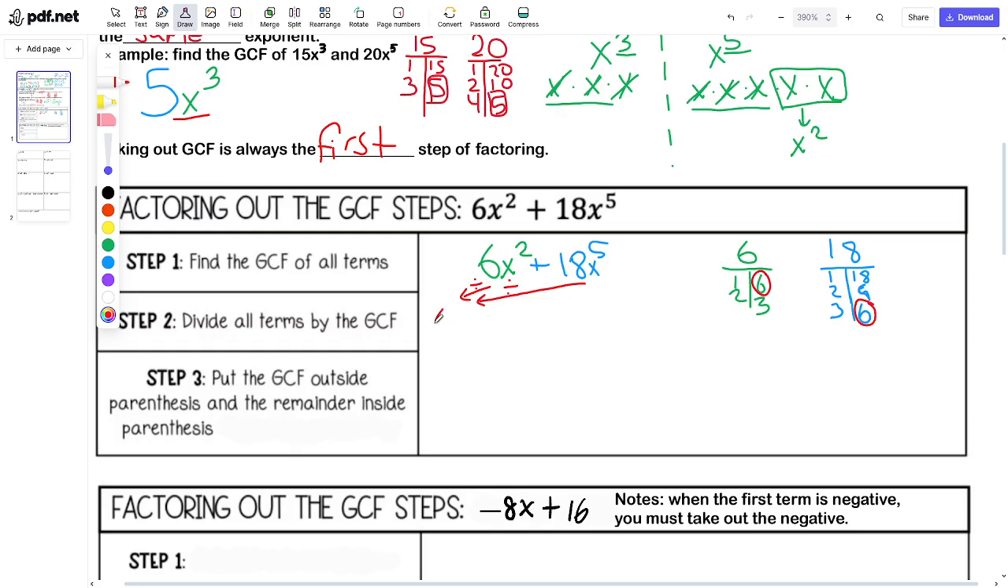So we are writing it as 6 parentheses. Oh, wait, no, I'm getting a little too ahead of myself. It's still going to be 6 parentheses. We're going to leave a gap here for the variable. 6 parentheses, and then we are going to divide 6 by 6, which is 1. So we're just going to write this here for now. And then 18 divided by 6, which is 3. We're going to leave gaps for the variables when we get there.